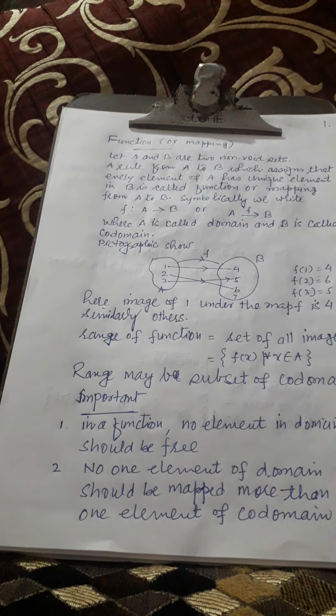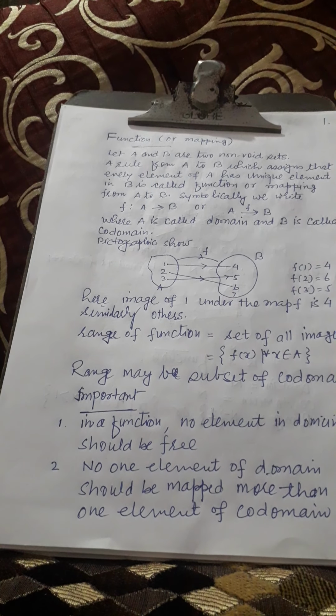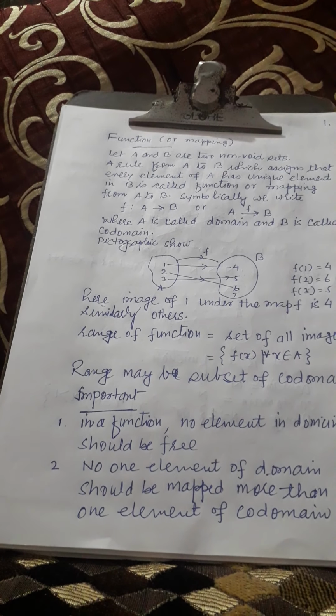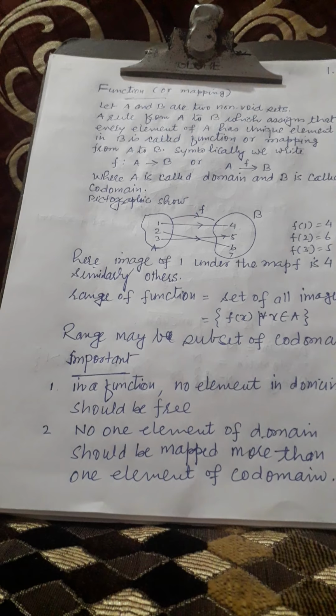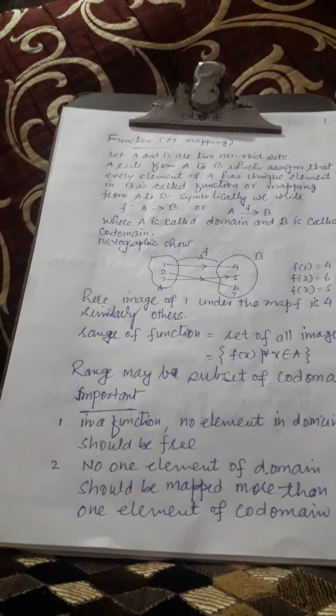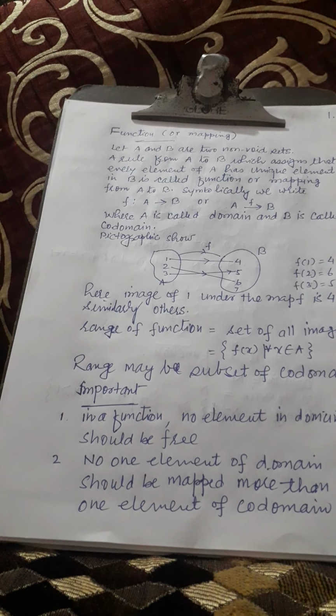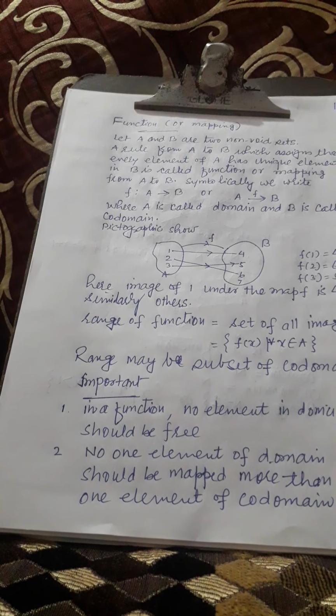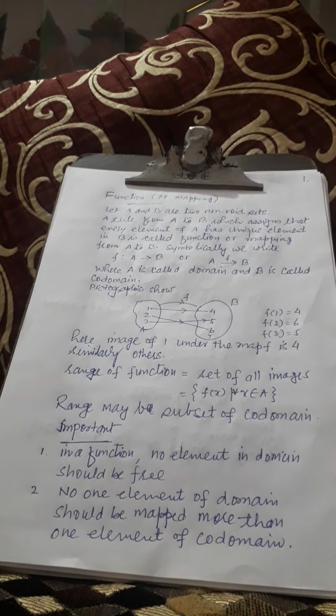In a function, no element in the domain should be free. Inside set A, no element should be free. Every element has an image. More than one element may have the same image, but one element of the domain cannot have different images. No one element of the domain should be mapped to more than one element in the codomain. So this is the exact definition of the function.